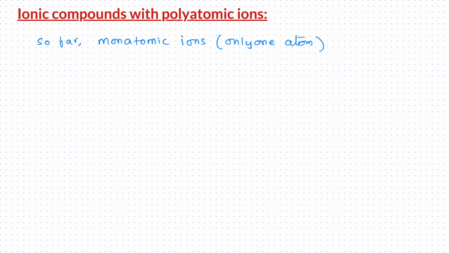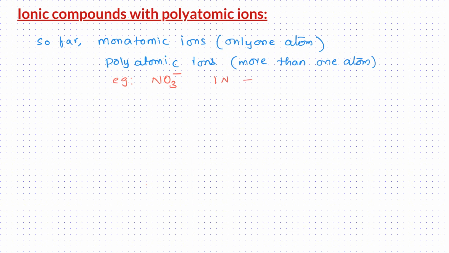So far, we have seen ionic compounds with monoatomic ions. However, there are ionic compounds consisting of polyatomic ions as well. A polyatomic ion consists of more than one atom. For example, a nitrate ion is written as NO3-. It is a combination of one atom of nitrogen and three atoms of oxygen with an overall charge of -1.